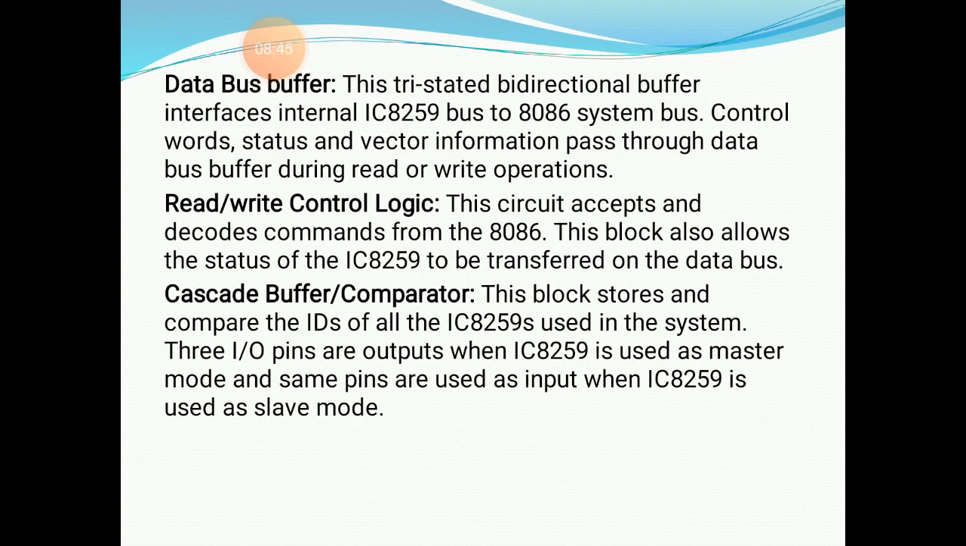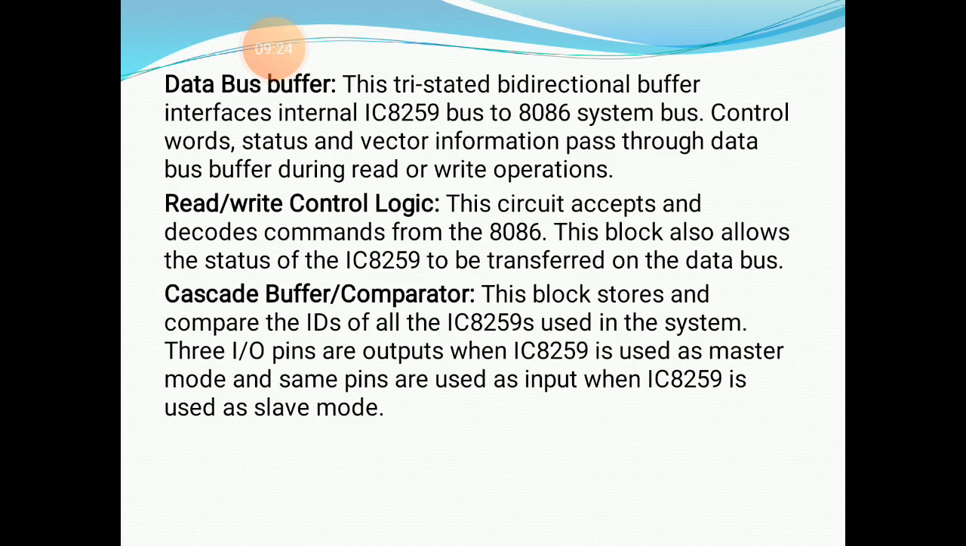The data bus buffer is a tri-state bidirectional buffer and interfaces the internal IC8259 data bus to the 8086 system data bus. The control word, status word or vector information pass through this data bus buffer during read or write operation. The read-write control logic circuit accepts and decodes the commands from the microprocessor, and this block also allows the status of the IC8259 to be transferred on the data bus.